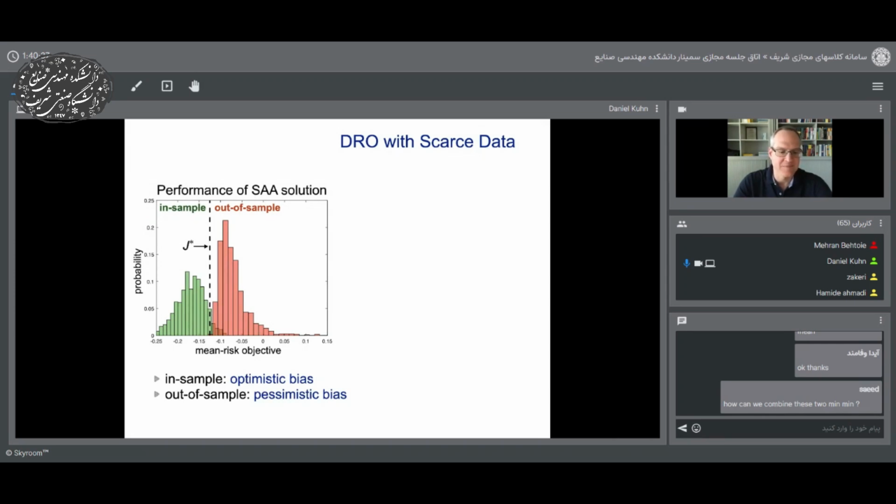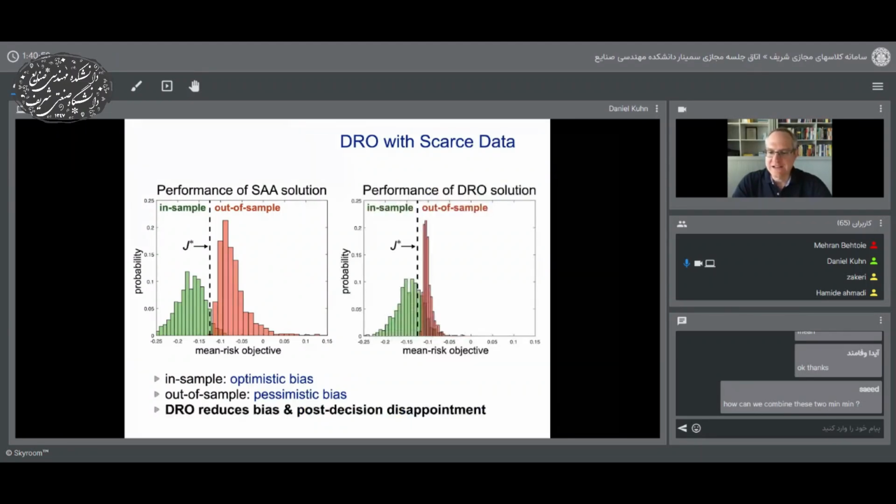So we had a pessimistic bias, which led to very disappointing results if we actually implemented our SAA decision in practice. Now let's solve the same problem with a Wasserstein distributionally robust optimization approach, and let's calculate again the in-sample performance in green and the out-of-sample performance in red.